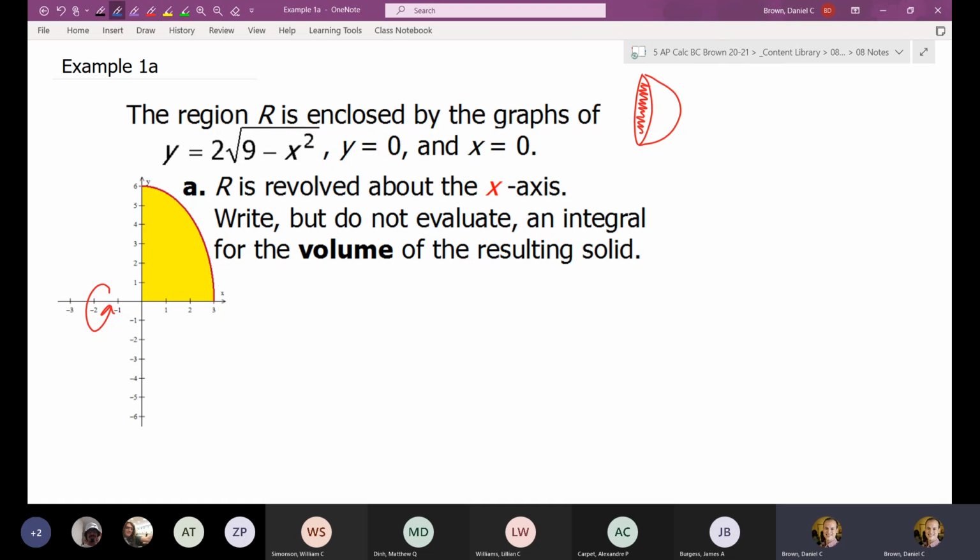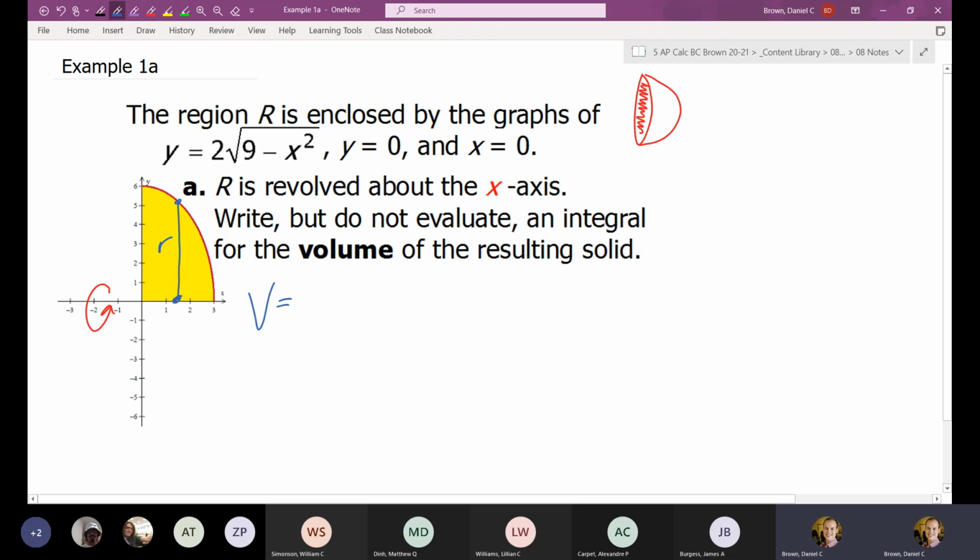So again, I like drawing in a representative radius. When I draw my radius, I always start at the axis you're rotating around and then go through the region. So that's going to be the radius that we're looking at. Are we doing this one in terms of dx or dy? Dx. So what is the volume?